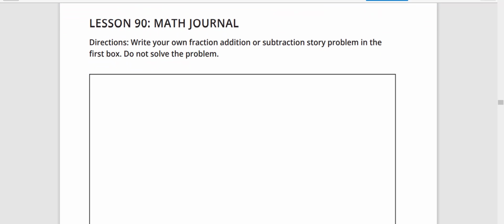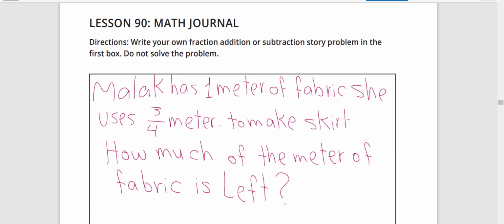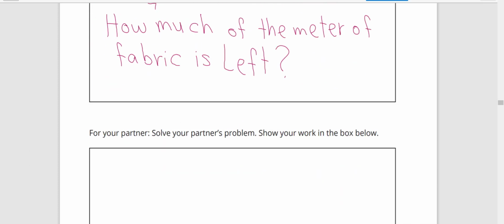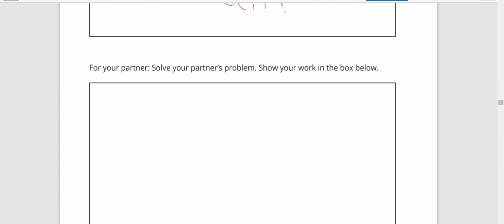Next page, write your own fraction, addition or subtraction story problem. In the first box, don't solve the problem. Malak has 1 meter of fabric. She used 3/4 meter to make a scarf. How much of the meter of fabric is left? Solve your partner's problem. Show your work in the box below.